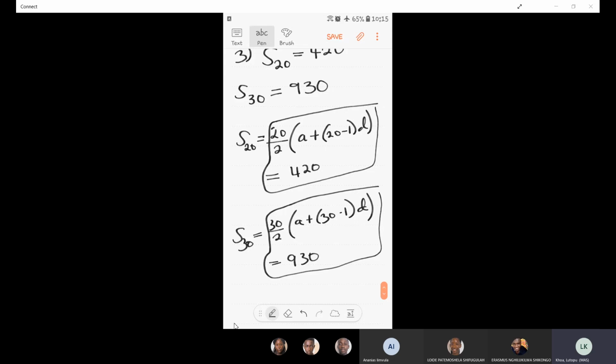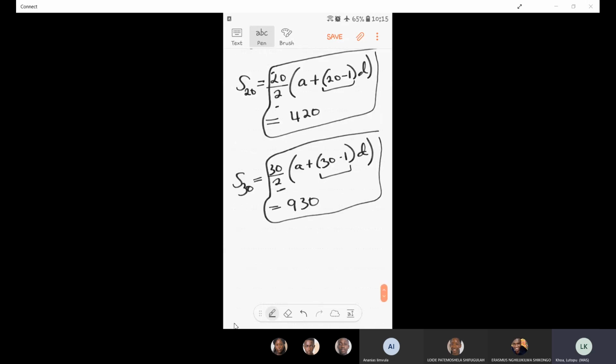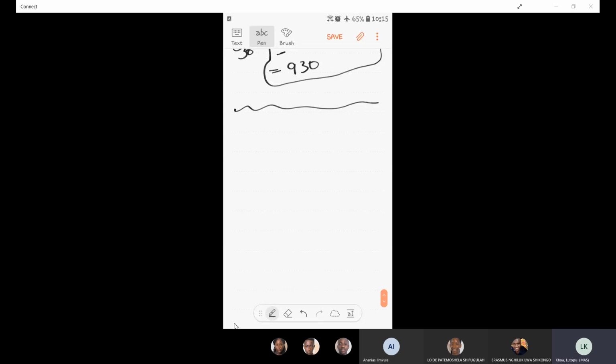So when I simplify here, I have 20 divided by 2, that's 10. 20 minus 1, that's 19. Same thing here, 30 divided by 2 is 15. 30 minus 1 is equal to 29. So simplifying the equations, what I get is 10 times A plus 19D, equal to 420. And then I have 15 multiplied by A plus 29D, equal to 930.